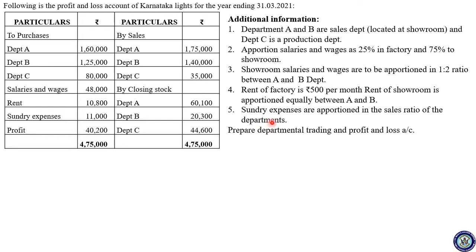The last point. Sundry expenses are apportioned in the sales ratio of the departments. Now what is the sales ratio? See, what is my sale? That is 1,75,000, 1,40,000 and 35,000. So we'll find the ratio. Remove 3 zeros because 3 zeros are present in all the numbers. So we are left with 175.